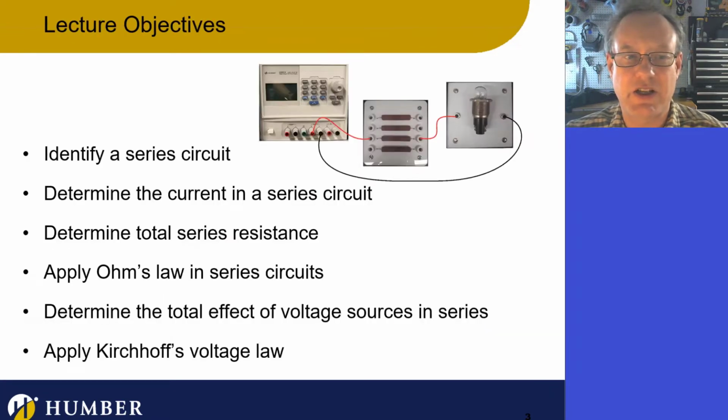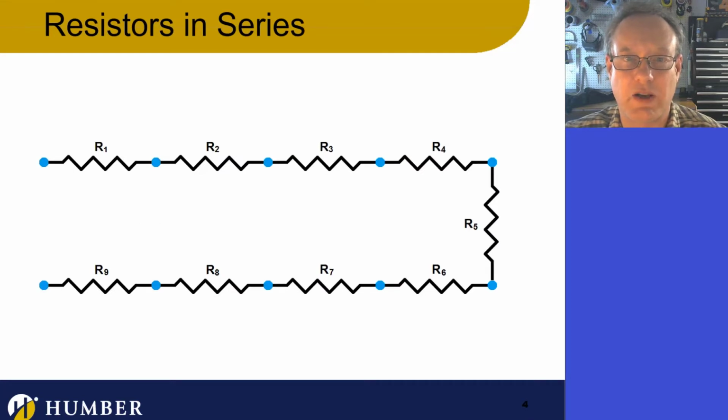So essentially, what we're going to do this week is discuss identifying series circuits, and determining the currents and the voltages in series. We're going to apply Ohm's Law, and we're going to see that we apply Ohm's Law a little bit differently in series circuits than we will in parallel circuits. And then we're going to determine the total effect of voltage in series. So we're going to hook up voltage sources in series and see what happens. Later, when we do parallel circuits, we're going to hook up voltage sources in parallel, and we'll see it's actually quite different. And of course we're going to apply Kirchhoff's Law.